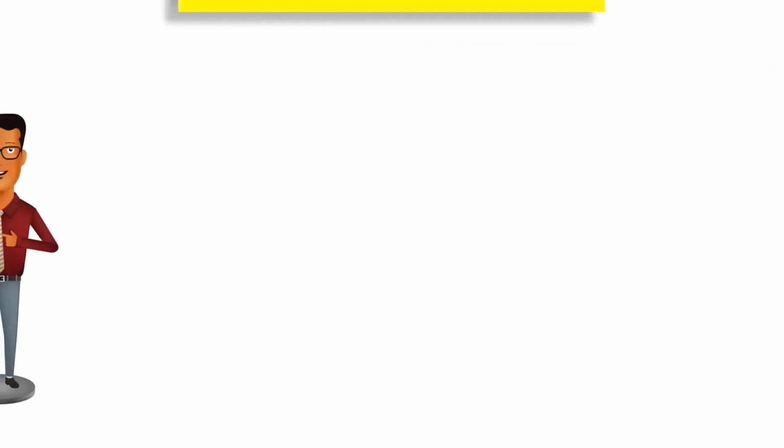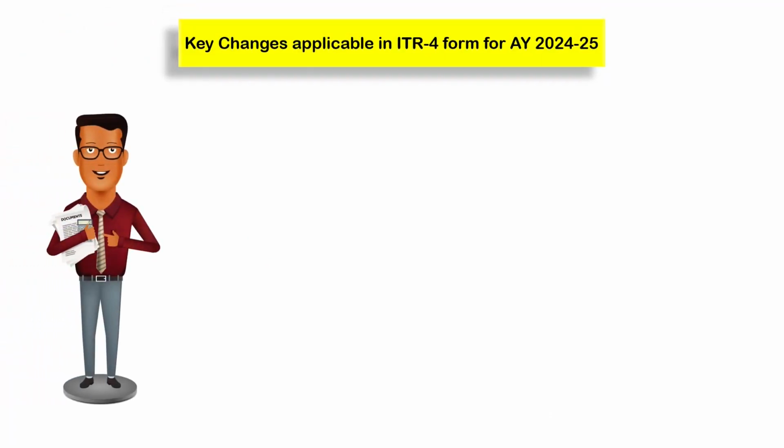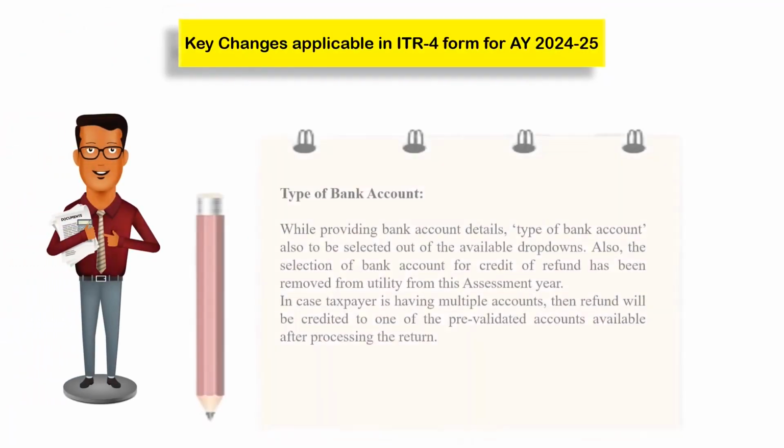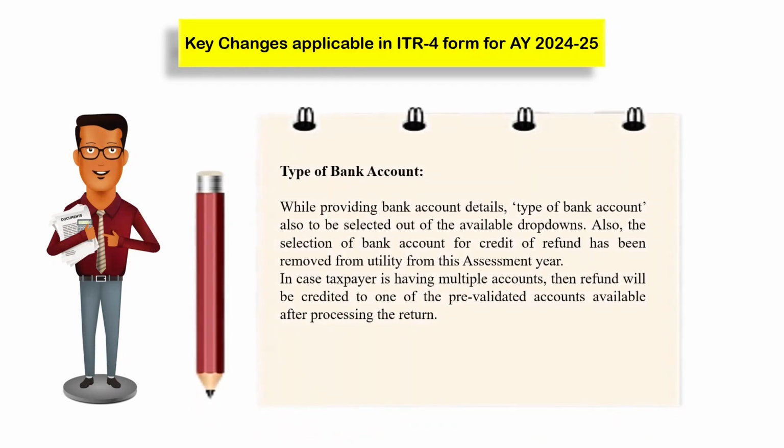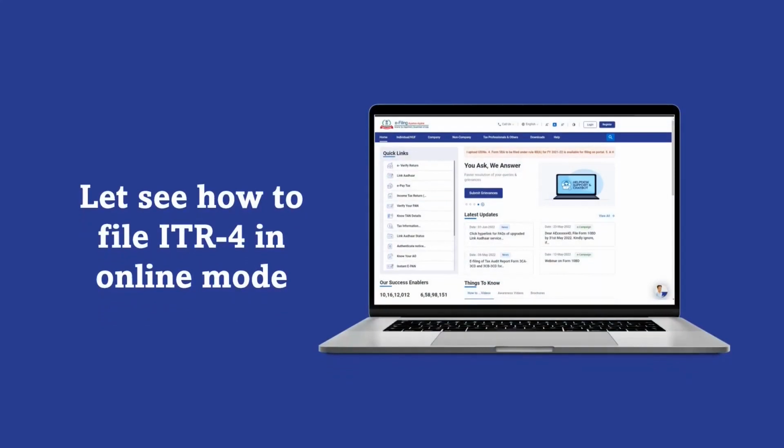Another change in Form ITR 4 for assessment year 24-25 is that while providing bank account details, the type of bank account is also required to be selected out of the available drop-downs. Also, the selection of bank account for credit of refund has been removed from the utility from this assessment year. In case the taxpayer has multiple bank accounts, then the refund will be credited to one of the pre-validated accounts available after processing the return. Let us now see the step-by-step process of filing ITR 4 in online mode.